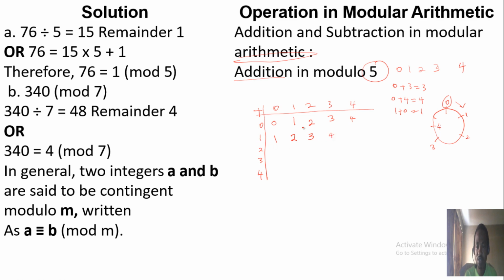1 plus 4 will give me what? 5. Yeah, I can't have 5 because 5 is the modulo that we are working on. No number can be equal to or greater than the modulus we are working at. Look at it, 5. I have to move from 0 to 1 to 2, this 1, this 2, this 3, this 4, then 5 is 5. 5 will go back to 0.